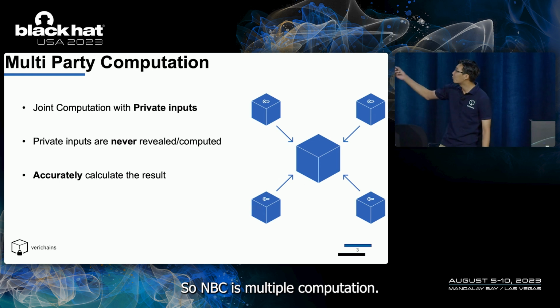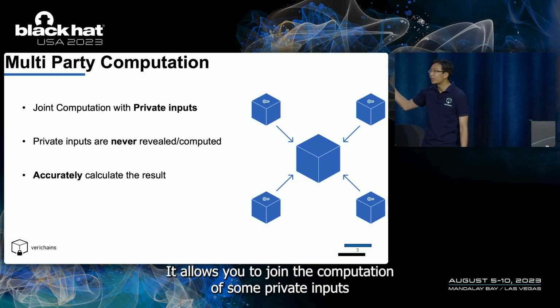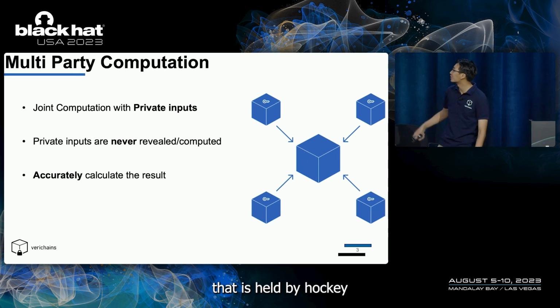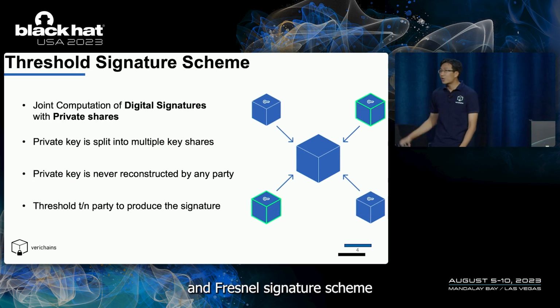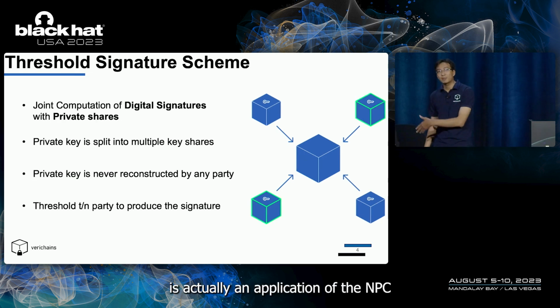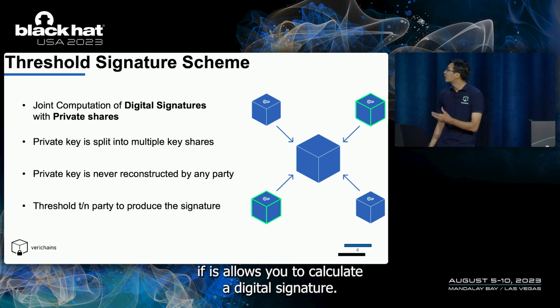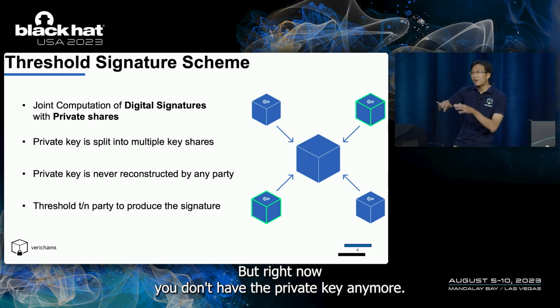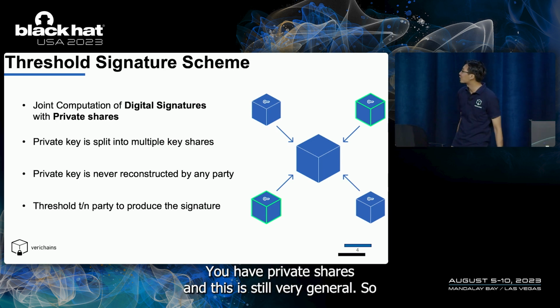MPC is multi-party computation. It allows you to jointly compute over some private inputs that are held by parties. A threshold signature scheme is an application of MPC. It allows you to calculate a digital signature, but you don't have the private key anymore. You have private shares. And this is still very general.